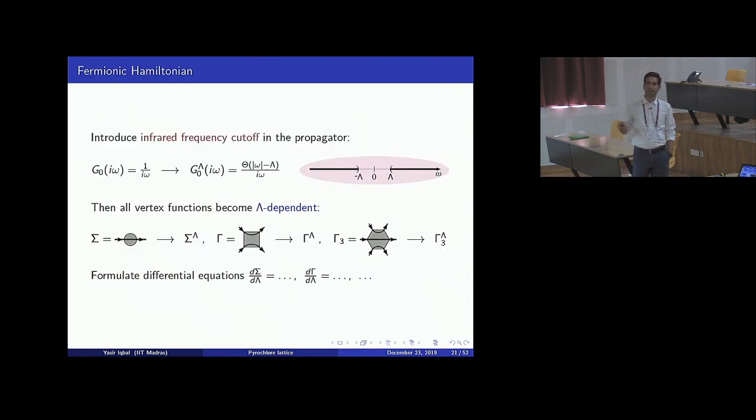So what it does is that it introduces an infrared frequency cutoff in the propagator. Okay, so you introduce this theta function, which kills all modes below a certain Λ, right? And then you start with very large Λ, and then you start to reconstruct the full Hamiltonian and take into account systematically by integrating out the high energy modes, you try to recover the original Hamiltonian in the problem. The trouble there is that all vertex functions then become Λ dependent. So you have the self energy, the two particle vertex, the three particle vertex, and so on. And the FRG will basically formulate differential equations for all these m particle vertex functions, right?